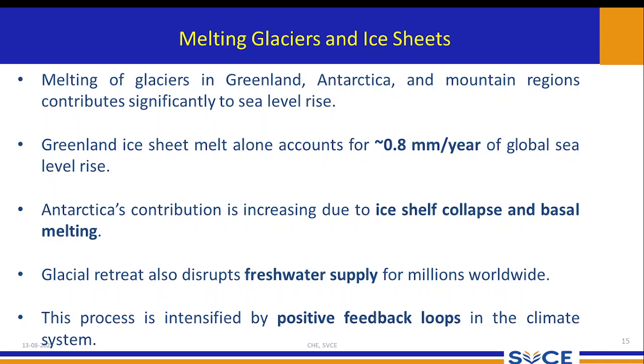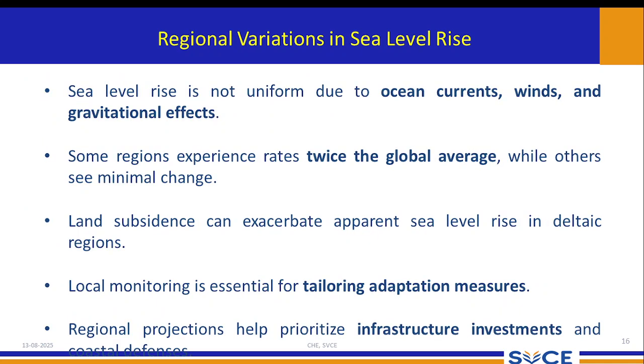Greenland ice sheet melt alone accounts for 0.8 millimeters per year of global sea level rise. Antarctica's contribution is increasing due to ice shelf collapse and basal melting. Glacial retreat also disturbs the freshwater supply for millions worldwide. This process is intensified by positive feedback loops in the climate system.